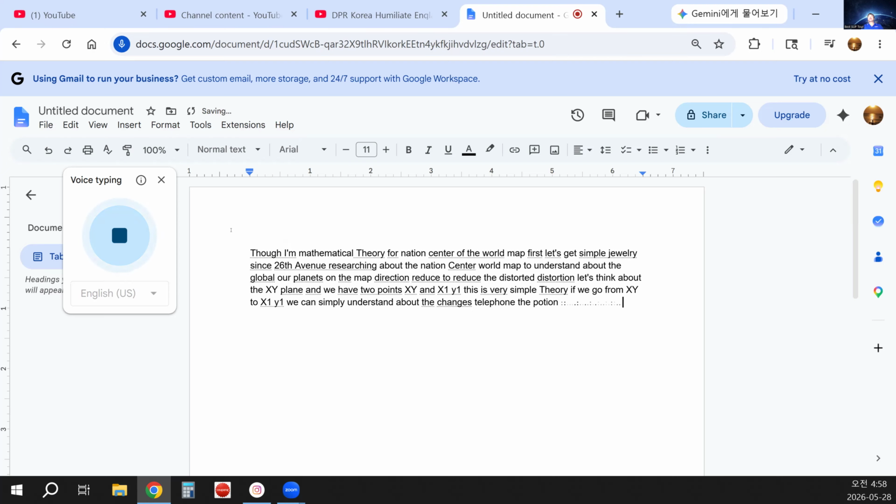Mathematically, X plus A equals X1, Y plus B equals Y1. This is very simple. So we understand the movement of points on the XY plane. Let's think about the circle. It's much more complicated.